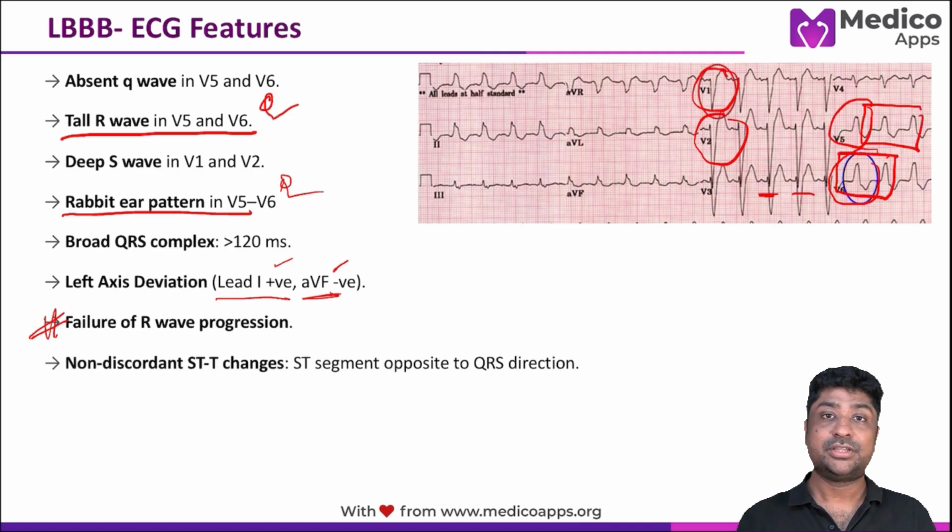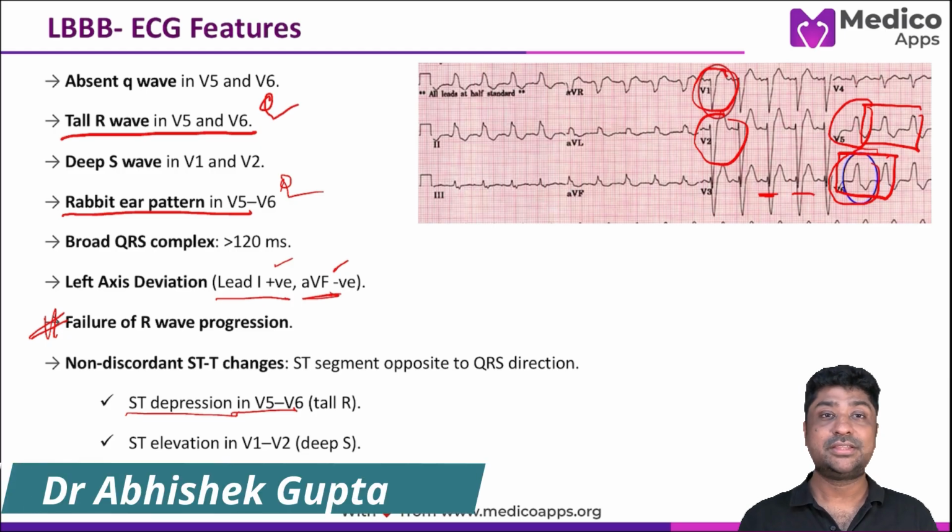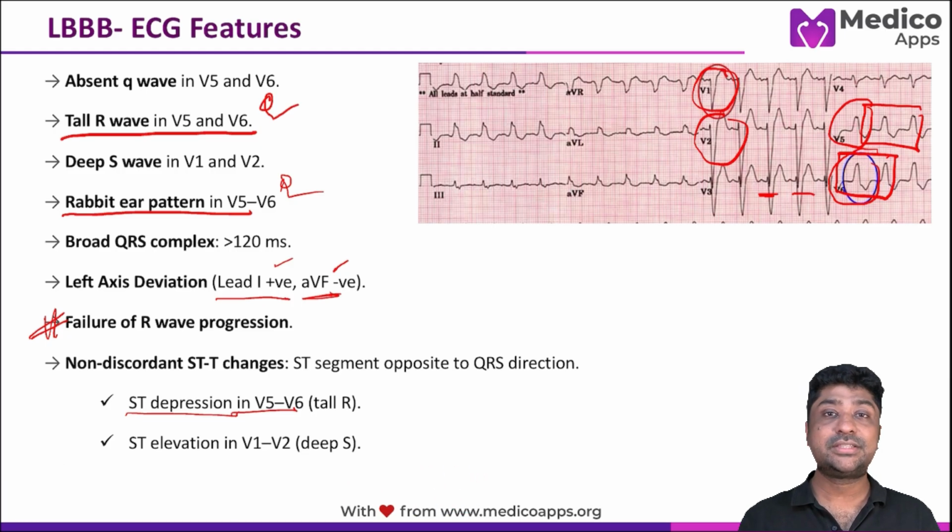Lastly, there are non-discordant STT changes, ST segment opposite to QRS direction. In LBBB, you'll often see ST depression in V5 to V6 when there is a tall R, or ST elevation in V1 to V2 when there is a deep S. These are secondary repolarization changes and can be tricky in exams, so be alert.